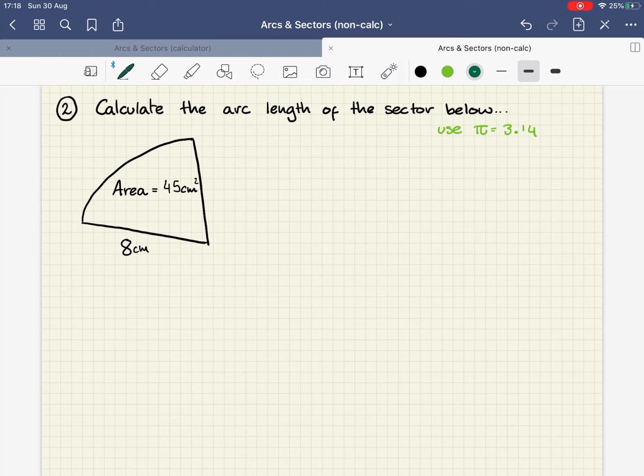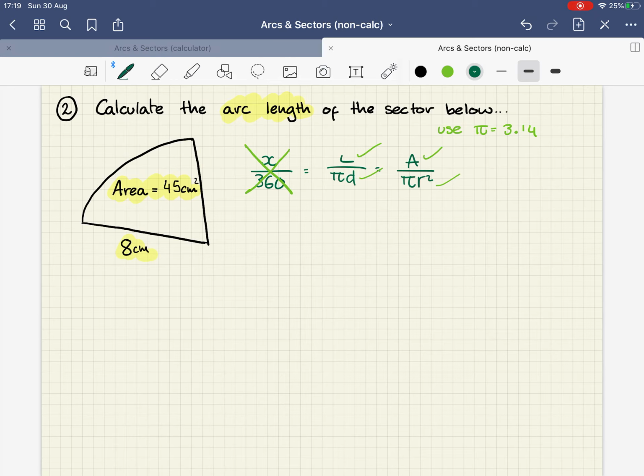Okay, so question number 2. Again, writing out my formula. I'm being asked to calculate the arc length. I've got an area here. Oh, I ticked area earlier, but it's fine because I've got them both. And then I've got this radius here, which I can also use for my diameter. So the only thing I've not got is my angle, so I'm not using that fraction there.